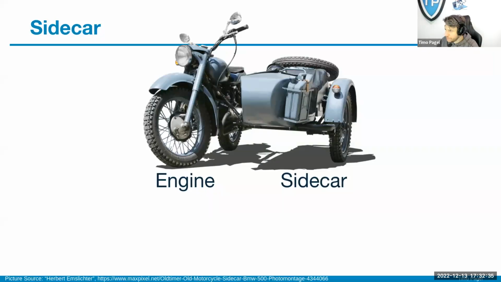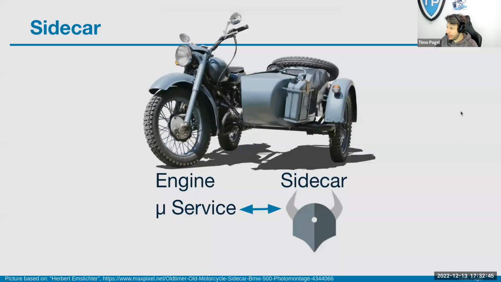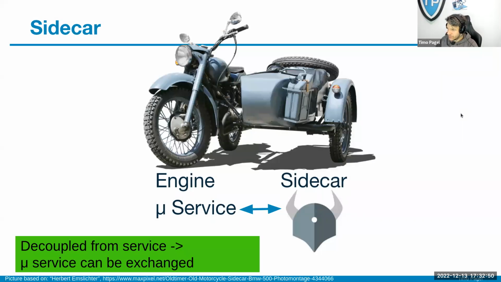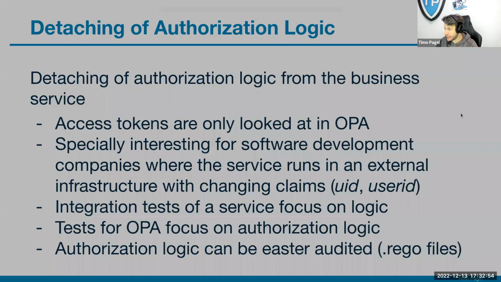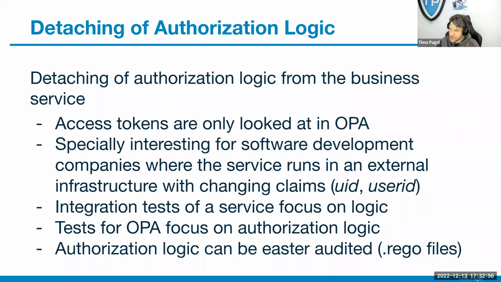In case you run OPA in Kubernetes, you can run it as a sidecar, so that the microservice can call it. That means it's decoupled from the service and the microservice can be exchanged. This is one of the most important slides I have here, because when you understand the concept of OPA, now you understand why it might be helpful for you to do so.